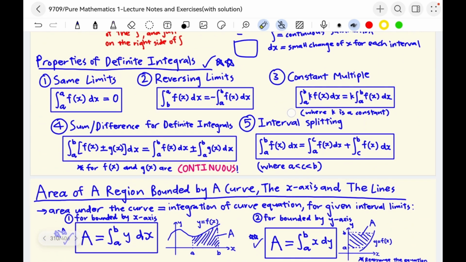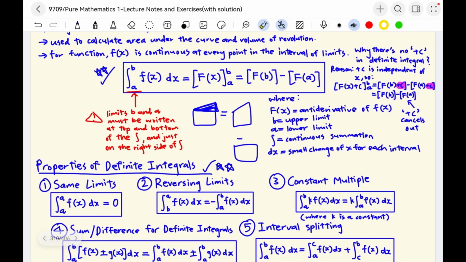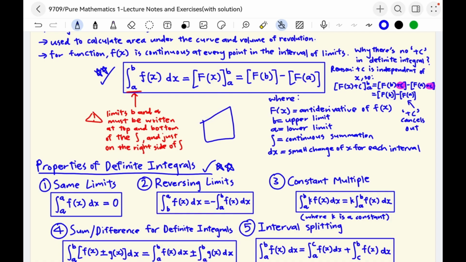Here are the properties of the definite integrals which are commonly seen. First, same limits. Assume that f(x) is continuous. After you integrate it, you substitute a and subtract F(a), and you will get 0 because of the same limits. Why? Here is the visualization. Let's say this is the bigger F(a), and I want to minus away F(a). That means you take away the whole diagram, so what area do you get? Nothing. So it's 0.